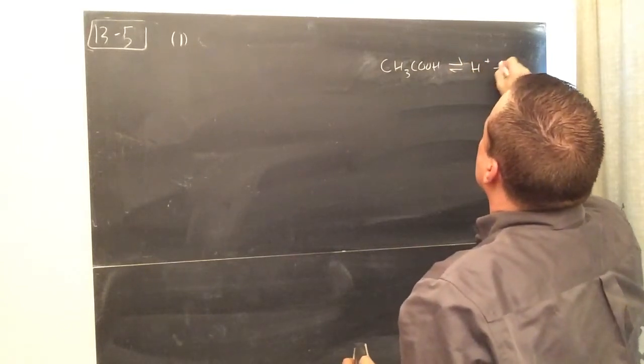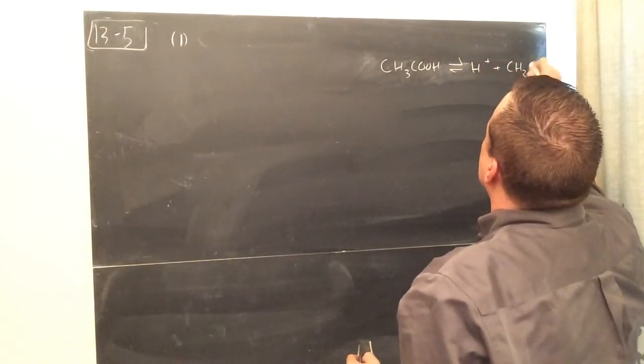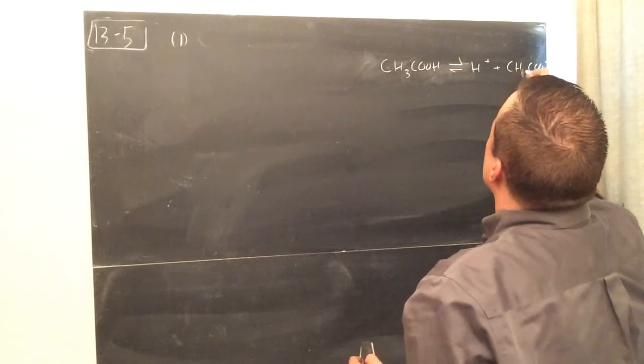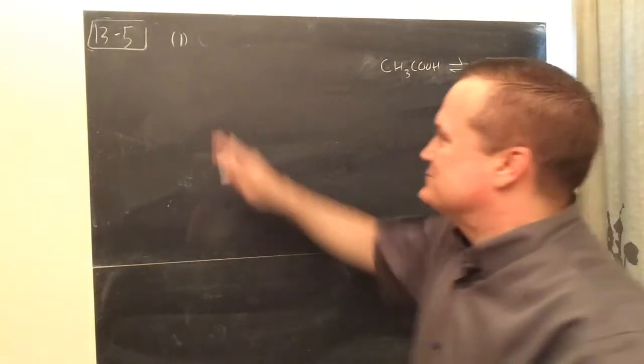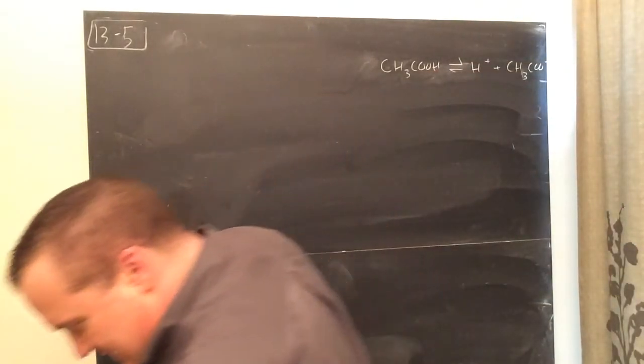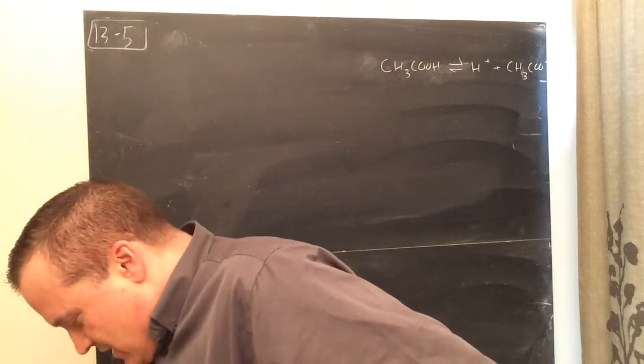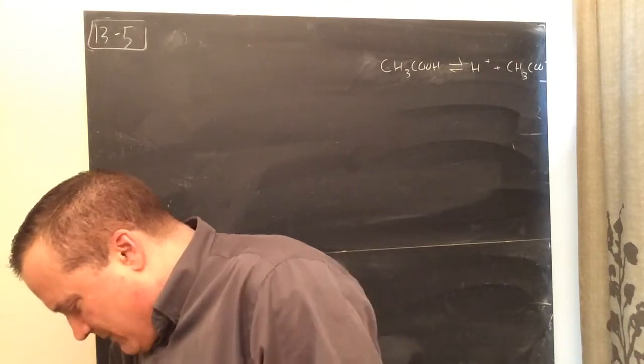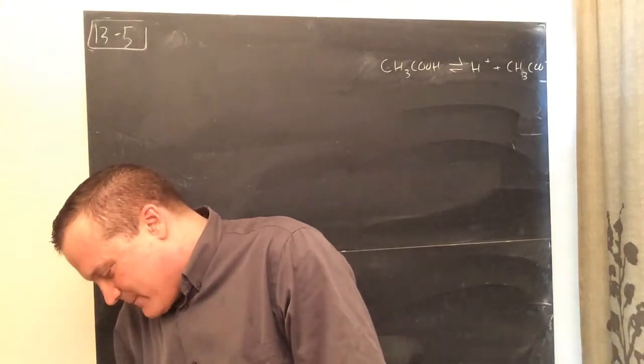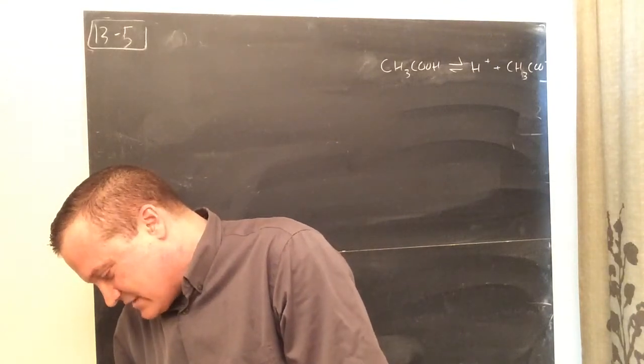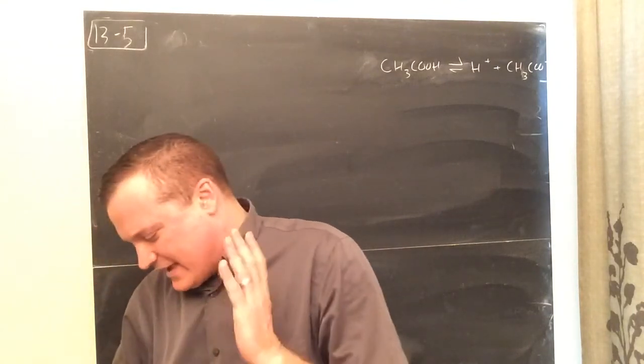Okay, now because I'm going to be doing an icebox, I'm sure at some point. All right. Now number 2 says, oh my goodness, I did number 2. Write the balanced equation for the ionization of acetic acid using the symbol HA.